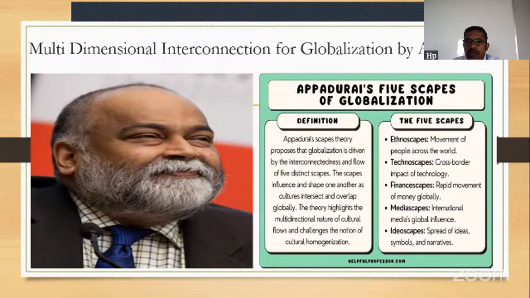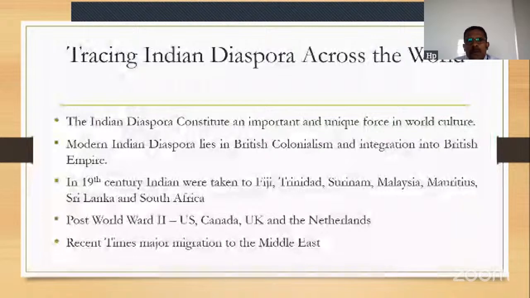Okay. So interconnection cannot take place in one way. It's multi-dimensional. It means that the five scapes are important while we are understanding how globalization impacts the diaspora. So, tracing the Indian diaspora across the world, how has the Indian diaspora taken place?